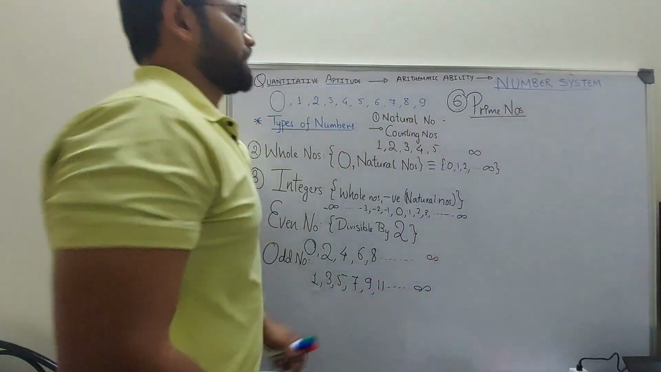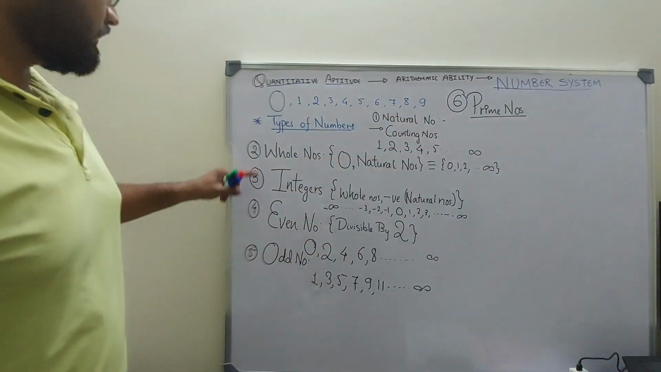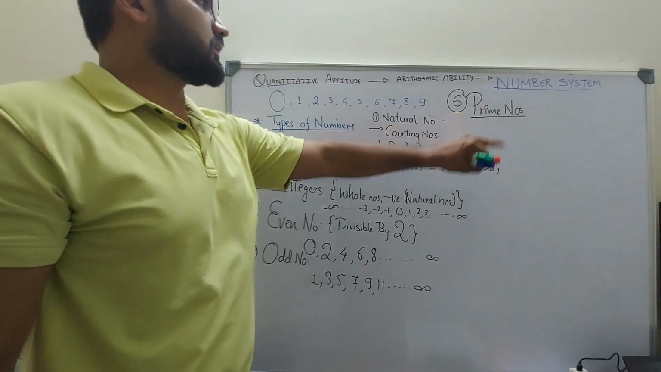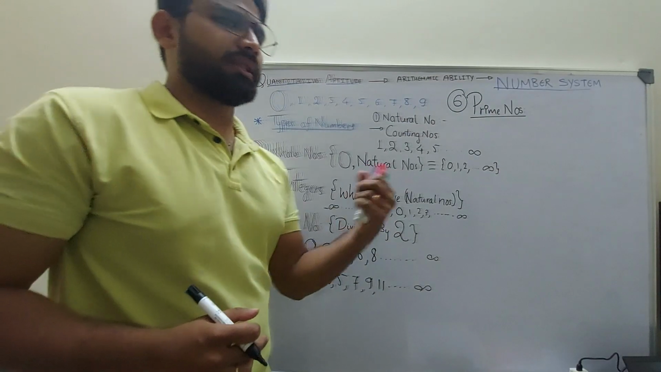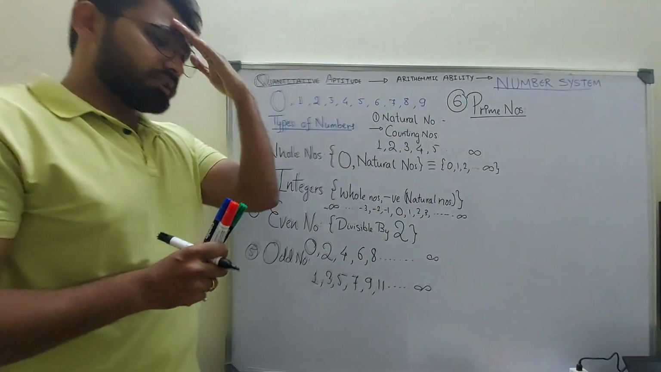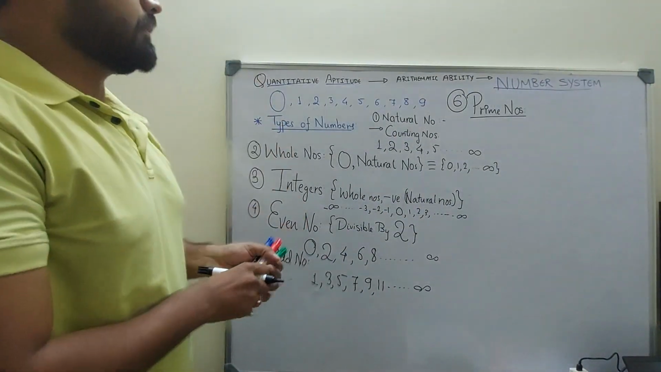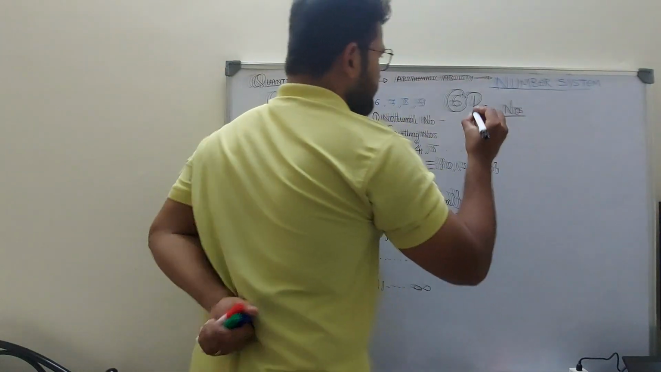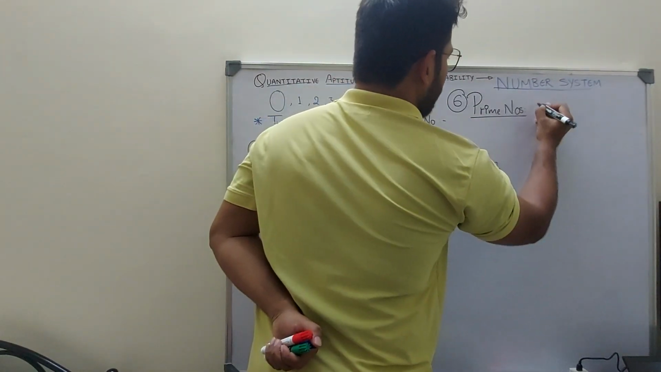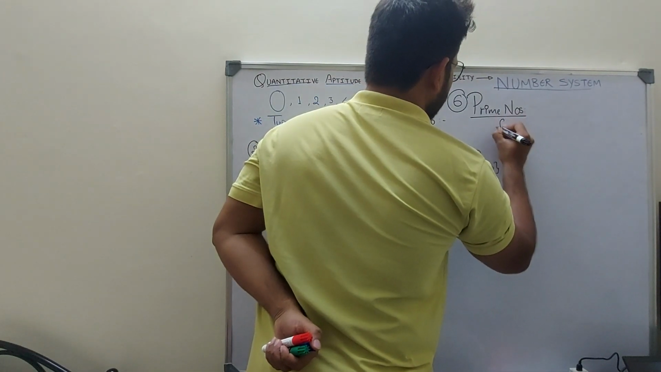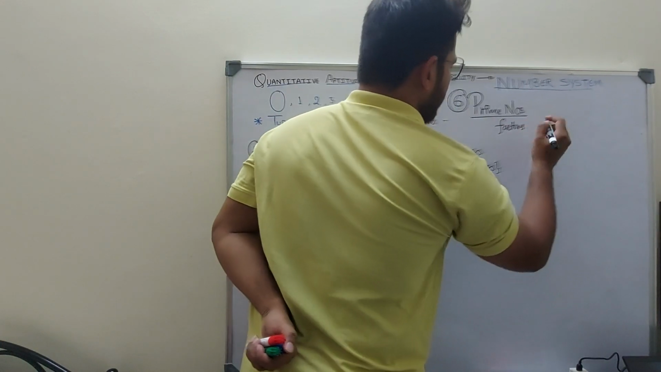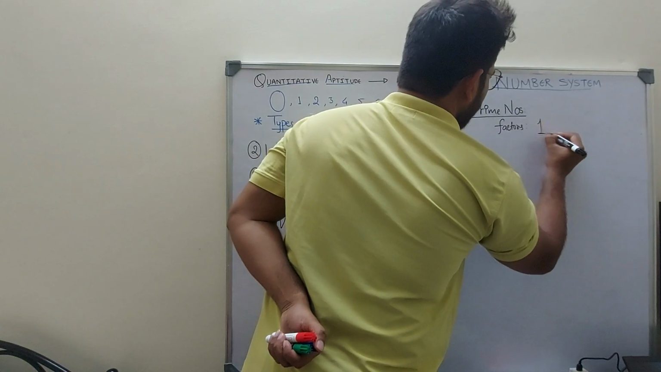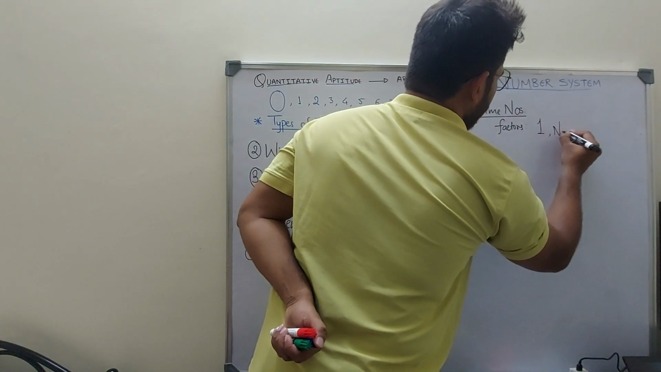So over here, these are important types of numbers. These are also important, but most of the questions are made on prime numbers, co-prime numbers, composite numbers and all. Okay, let's see what exactly a prime number means. Prime numbers are the numbers whose factors are strictly 1 and the number itself.